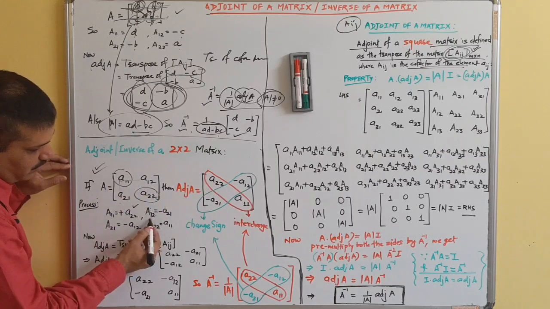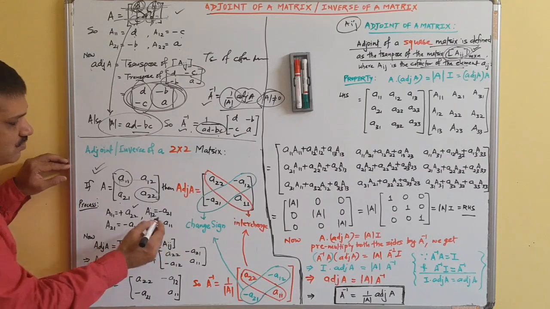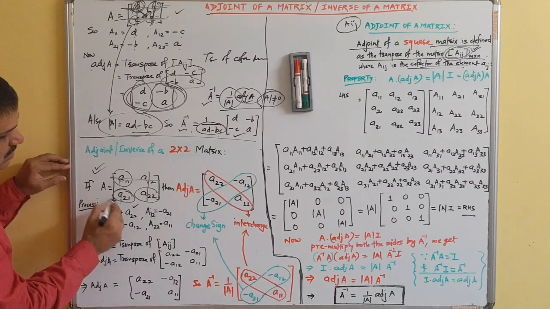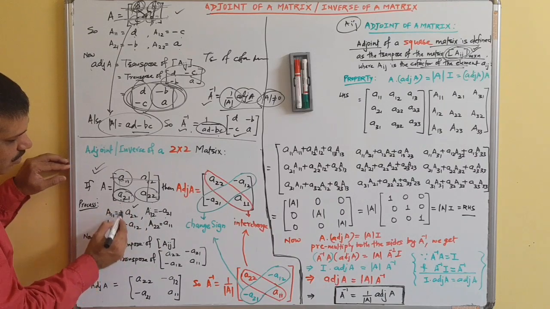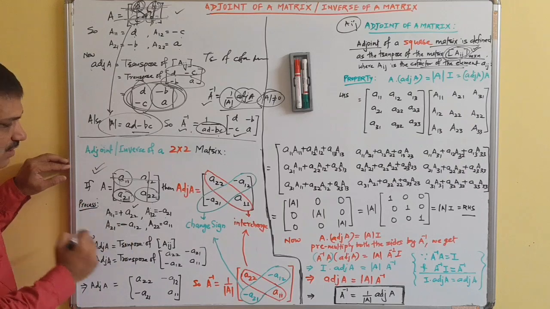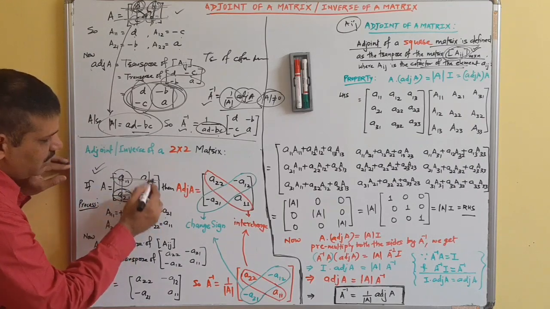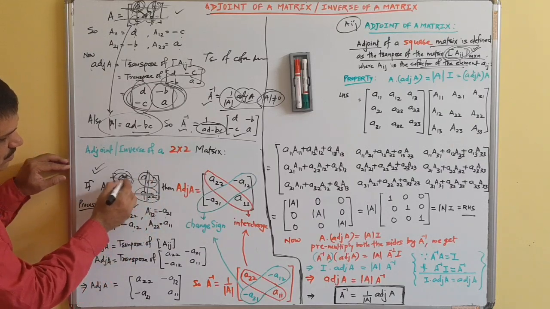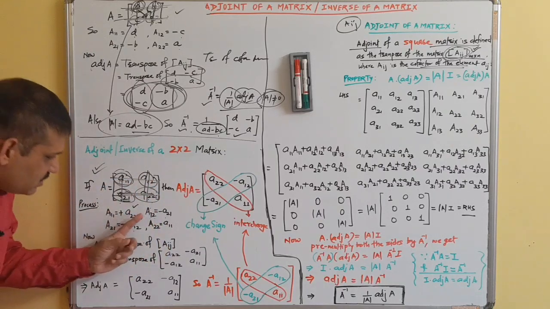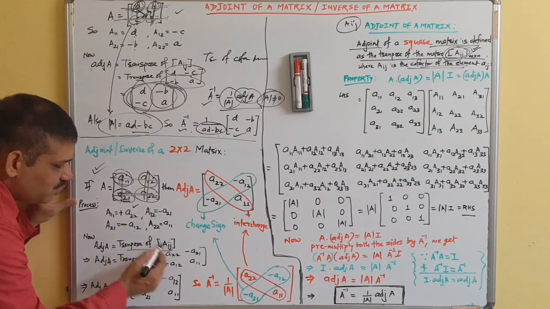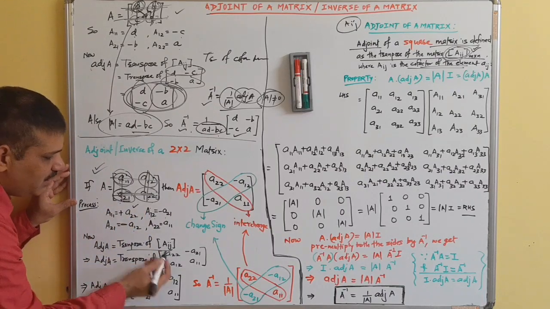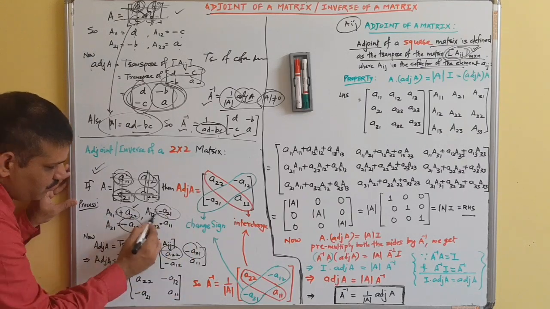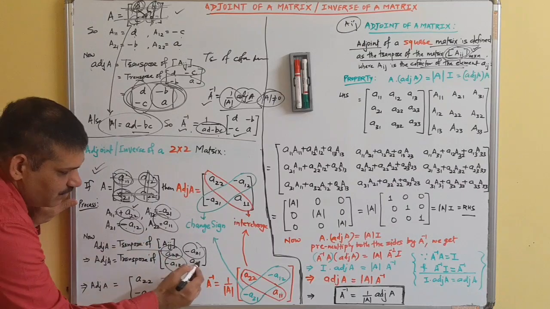For a12, the cofactor involves minus 1 raised to 3, which is negative, so it is minus a21. For a21, 2 plus 1 is odd, so the power of minus 1 is negative, and it is minus a12. For a22, the cofactor is a11, positive. This is the cofactor matrix. So adjoint A is the transpose of the cofactor matrix. The cofactor matrix is simply a22, minus a21, minus a12, a11.